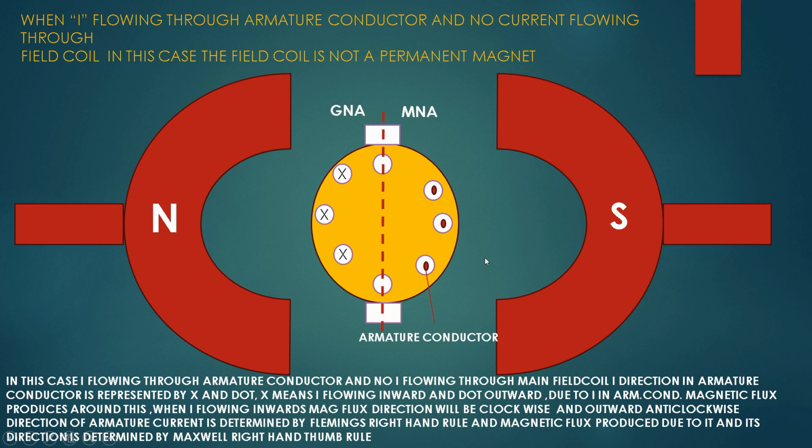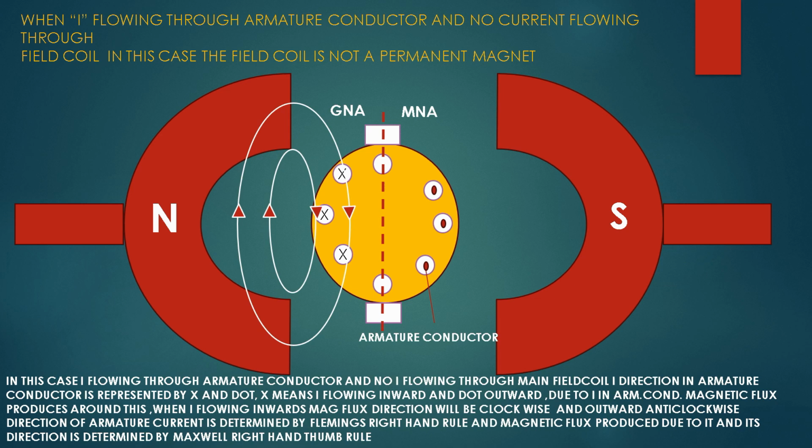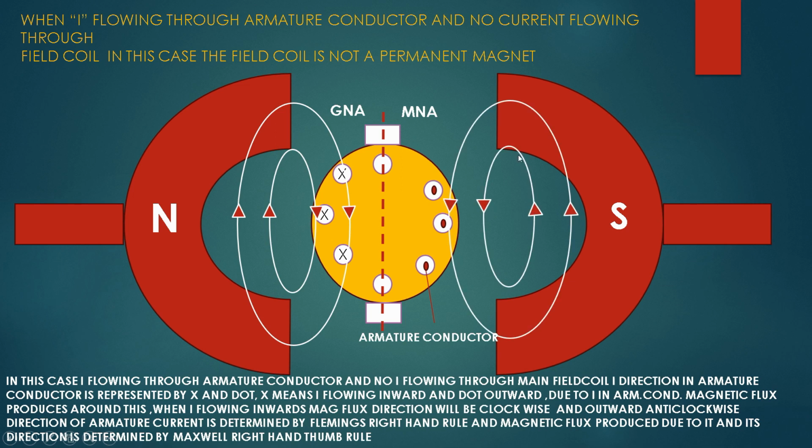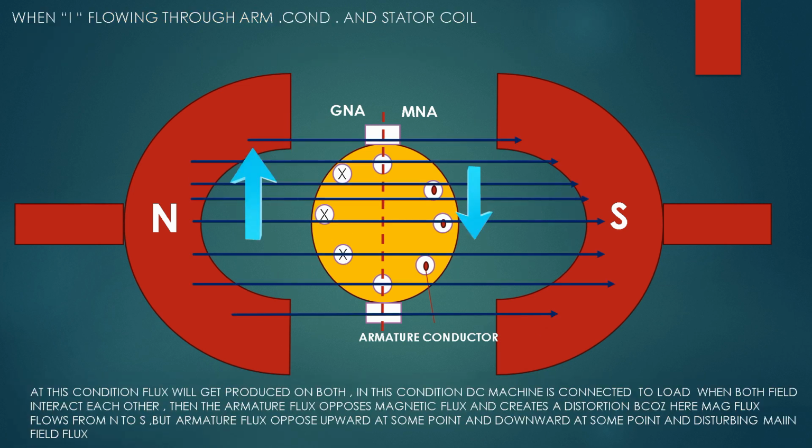Due to current in this armature conductor, magnetic flux is produced around it. When current flows inward, the magnetic flux direction will be clockwise, and when current flows outward, the flux direction will be anti-clockwise. The direction of armature current is determined by Fleming's right hand rule, and the direction of the magnetic flux produced due to it is determined by Maxwell's right hand thumb rule. Okay, let's see the next condition.